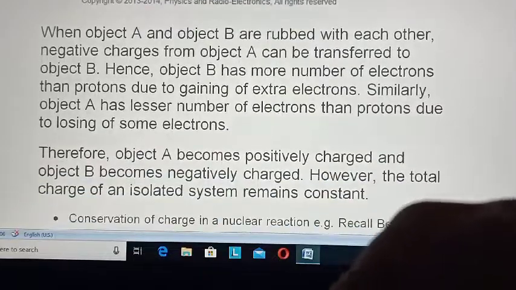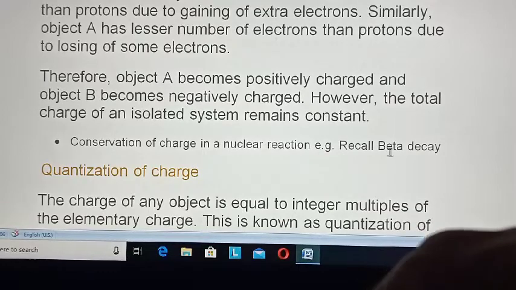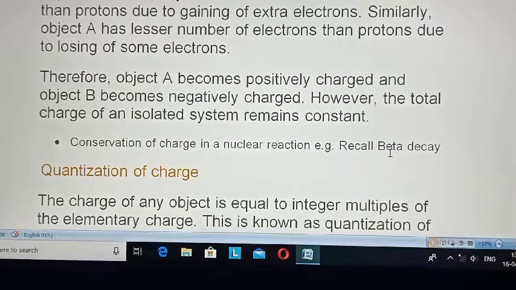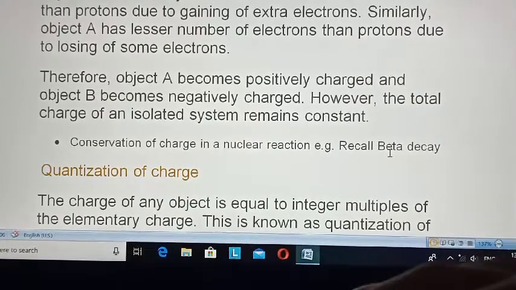You can even see the nuclear reactions, any nuclear reactions. So if you recall beta decay, which you have already learned in class 11 standard, in that you can see one neutron converts to proton, along with that proton one electron and one antineutrino emits. In that also if you see the atomic number of both sides, it remains the same. You know, atomic number indicates the number of electrons as well as number of protons. So if you see the beta decay reaction also, in there also you can see that charge is conserved.